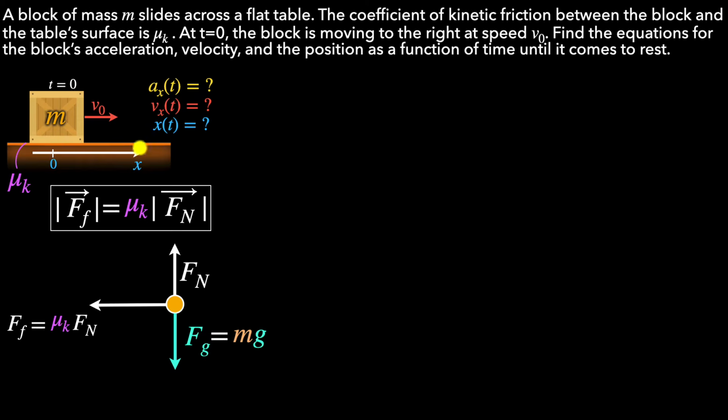We can use Newton's second law to connect it to the acceleration. Newton's second law says net force equals mass times acceleration. And from this, I can calculate what the acceleration in the horizontal is. But before I do that, I need to know what the normal force is going to be, right? Because the force of friction depends on that. So to do that, I need to first apply Newton's second law in the vertical.